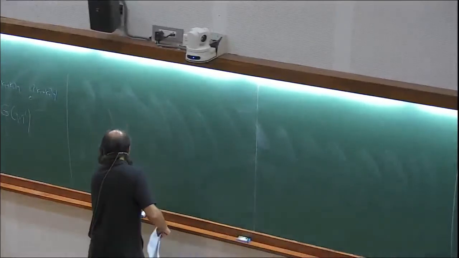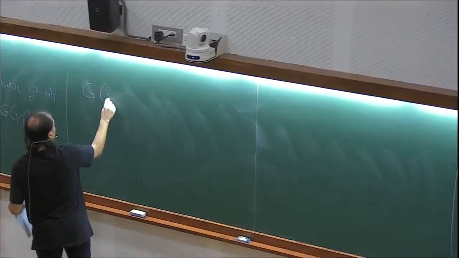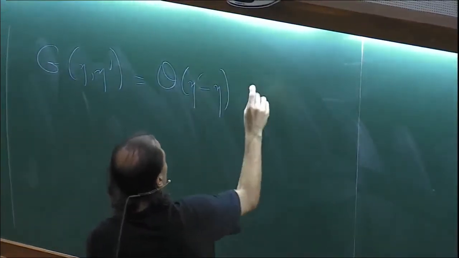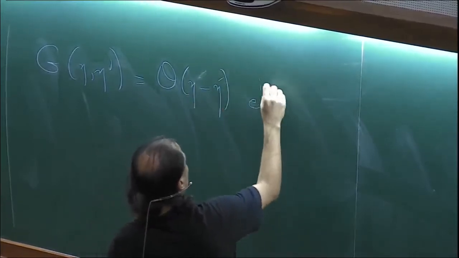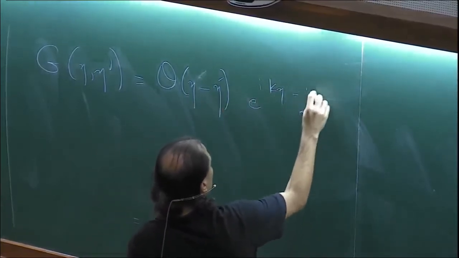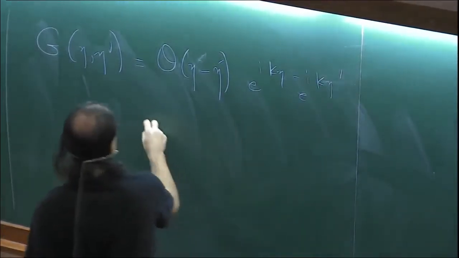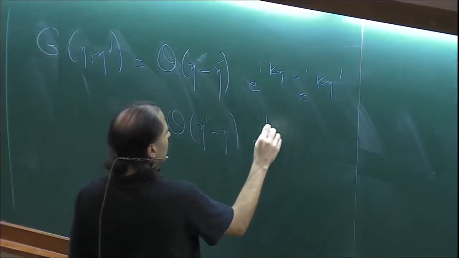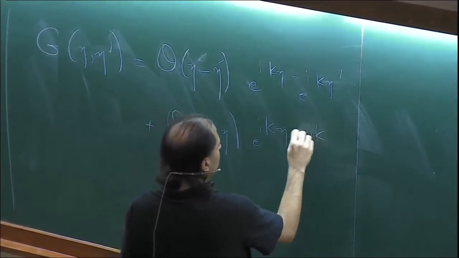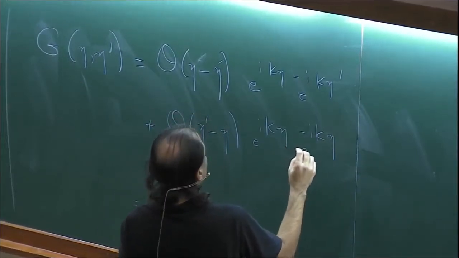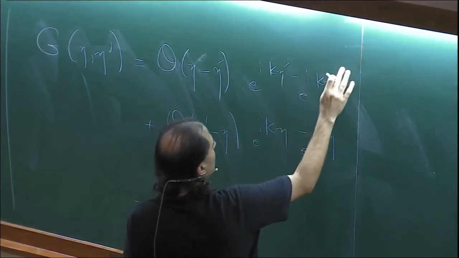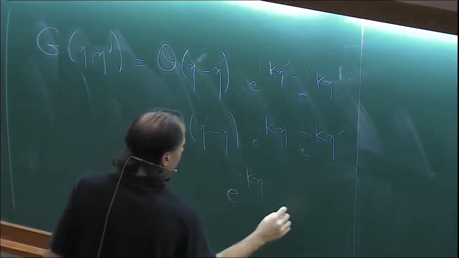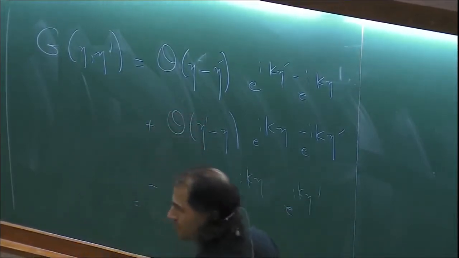And so, for instance, in this free case, g of eta and eta prime was theta of eta prime minus eta, e to the I k eta e to the minus I k eta prime, plus theta the other way around, e to the minus I k eta e to the I k eta prime, and then minus e to the I k eta e to the I k eta prime. Okay, so this is a propagator.